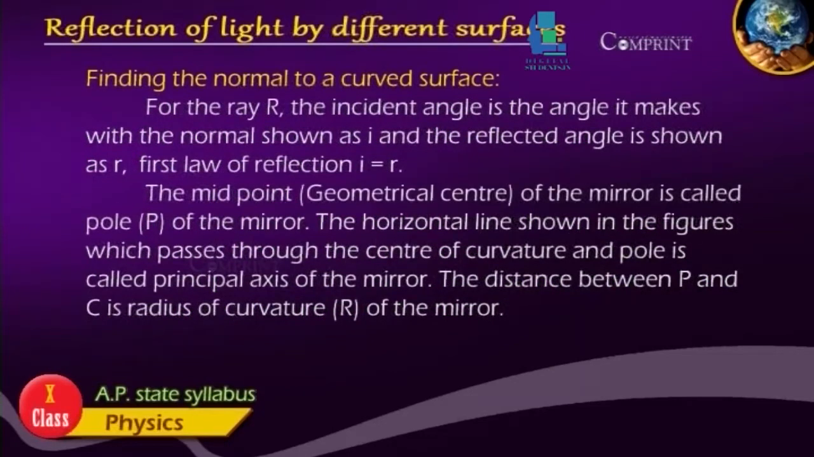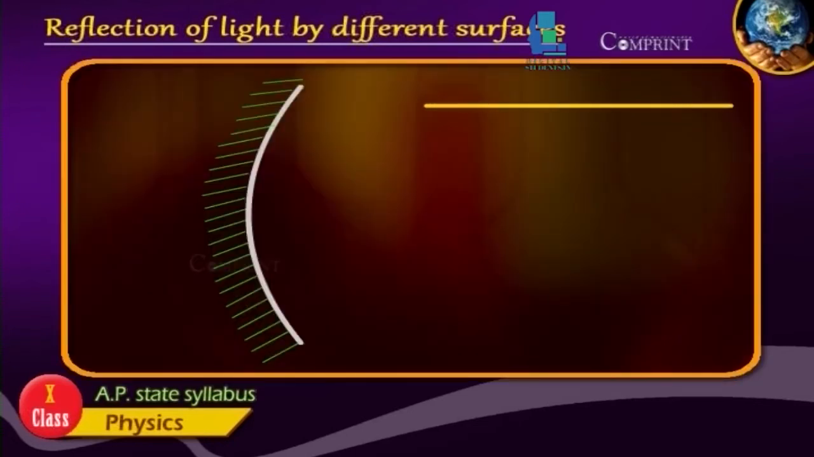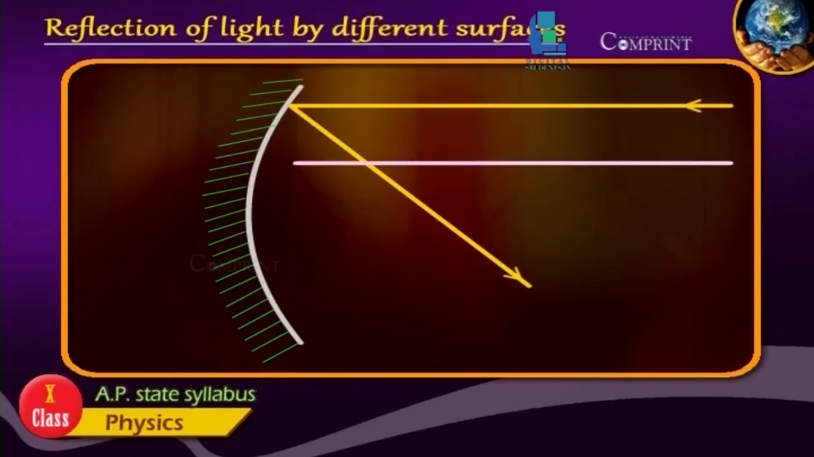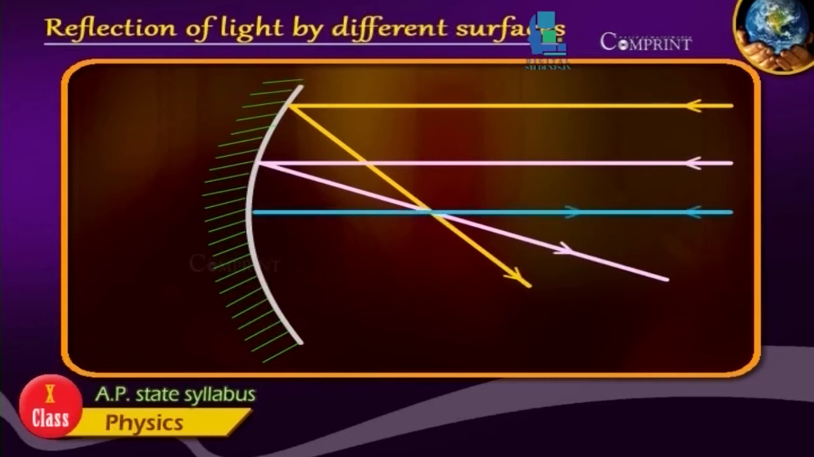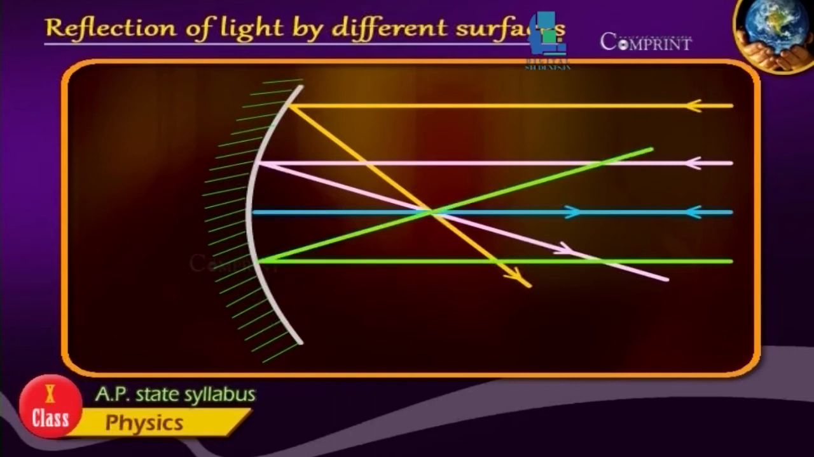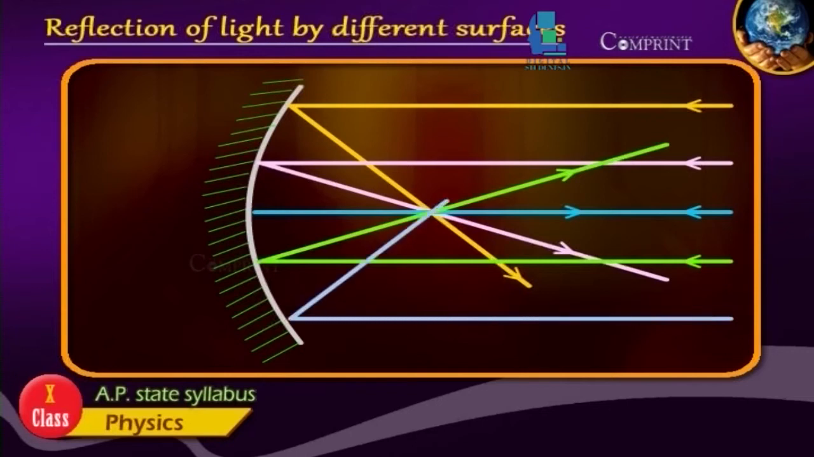For the ray R, the incident angle is the angle it makes with the normal, shown as I, and the reflected angle is shown as R. First law of reflection, I is equal to R. The midpoint, the geometrical center of the mirror, is called the pole of the mirror. The horizontal line shown in the figure, which passes through the center of curvature and the pole, is called the principal axis of the mirror. The distance between P and C is the radius of curvature of the mirror.